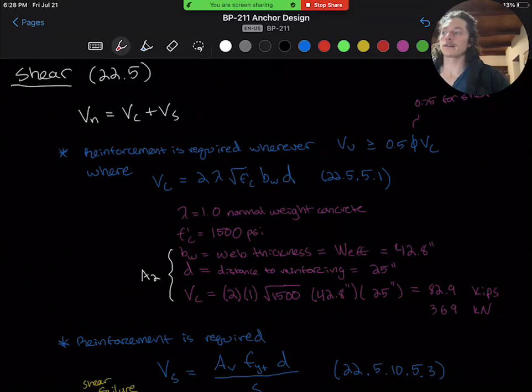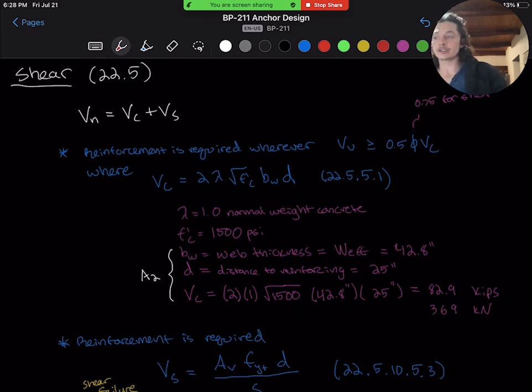For shear strength, we turn to section 22.5 and start with our equation for nominal shear strength, Vn equals Vc plus Vs, the sum of the concrete and the steel shear strength contributions. The code reads that shear reinforcement is required wherever Vu is greater than or equal to 0.5 phi Vc. So we'll first calculate Vc to check this condition.